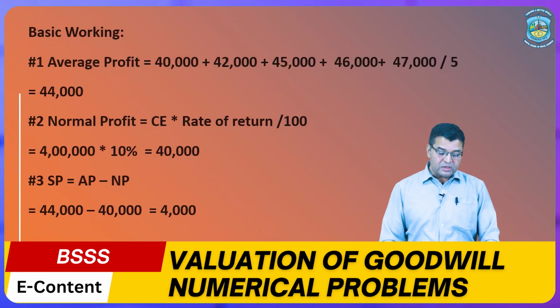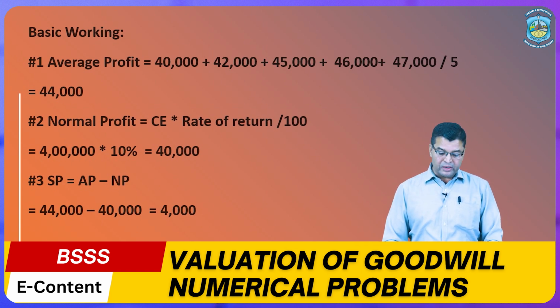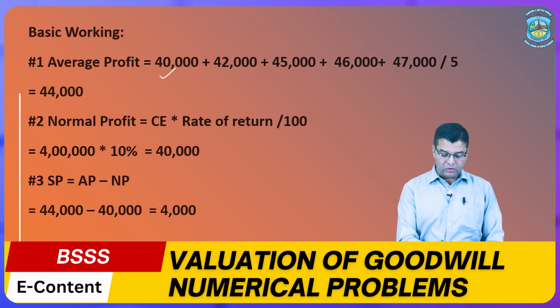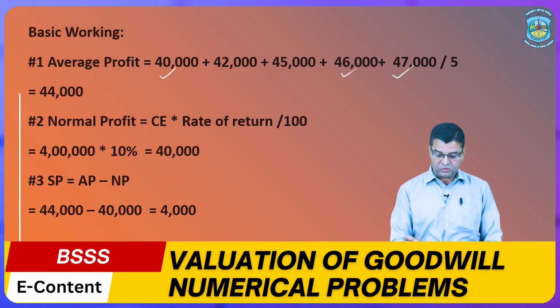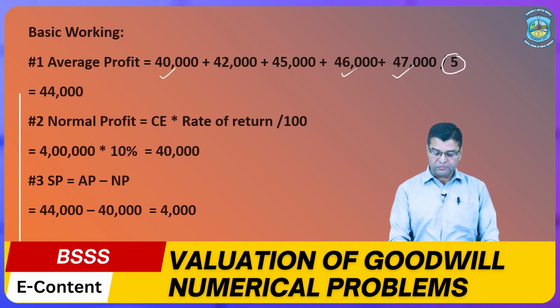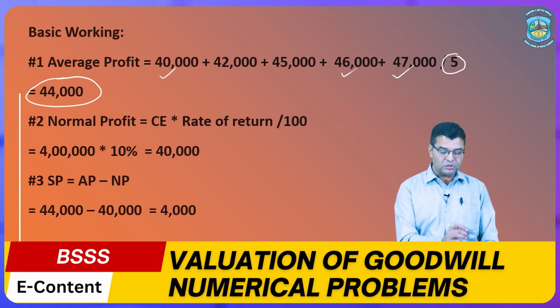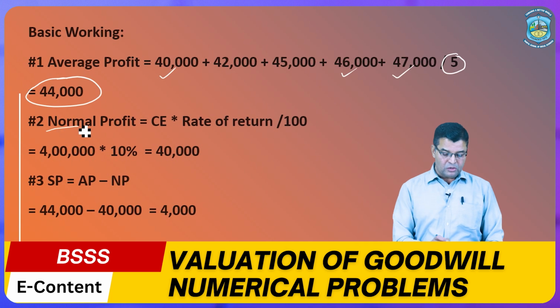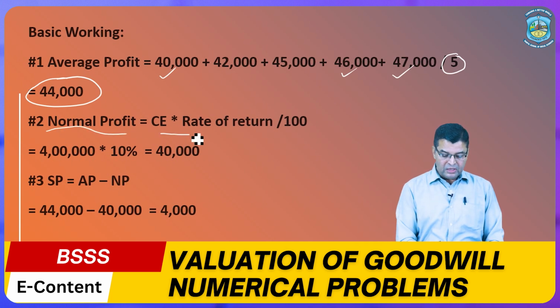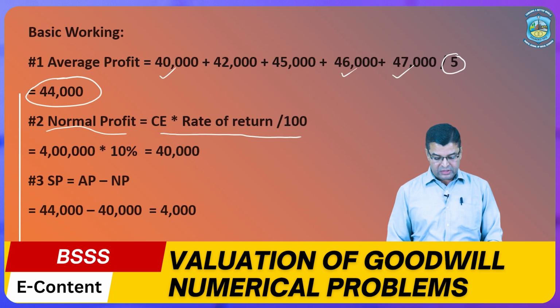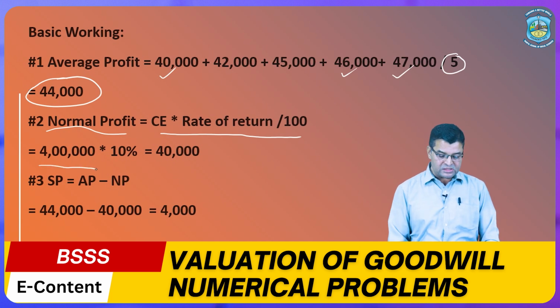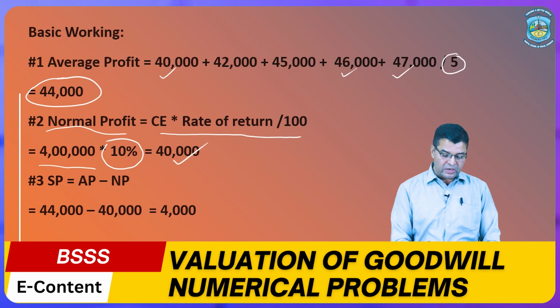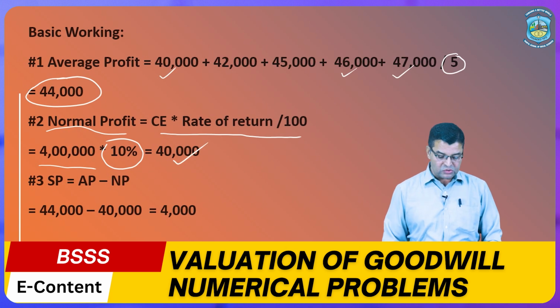First of all, we will understand the basic workings. According to the first step, we will have to find out the average profit. Average profits have already been given in the question, from 40,000 to 47,000. If we add together all 5 years' profits and divide by 5 years, we will get 44,000 rupees worth of average profit. Then we will find out normal profit, according to the formula: capital employed into rate of return upon 100. Capital employed is already given, rupees 4 lakhs, and if we calculate 10% of this 4 lakh, we will get 40,000, and this 40,000 will be our normal profit.